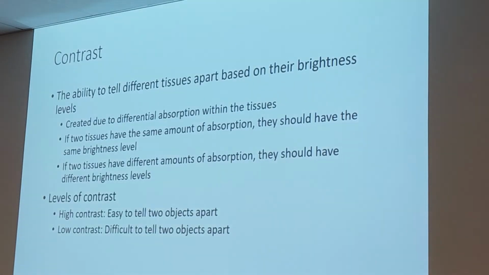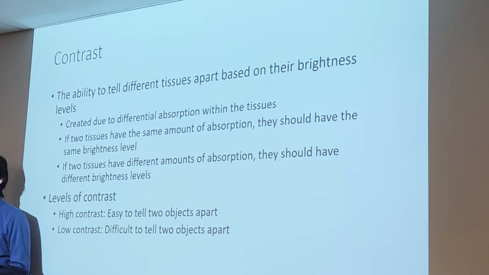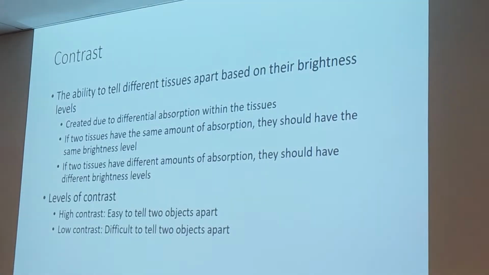So, remember, why do we have contrast? What is that special terminology? What gives us our contrast? It is differential absorption. Very good. Because of differential absorption, some places will be darker, some places will be whiter. If two tissues have the same amount of absorption, they should have the same brightness. If two tissues have different amounts of absorption, they should have different amounts of brightness.